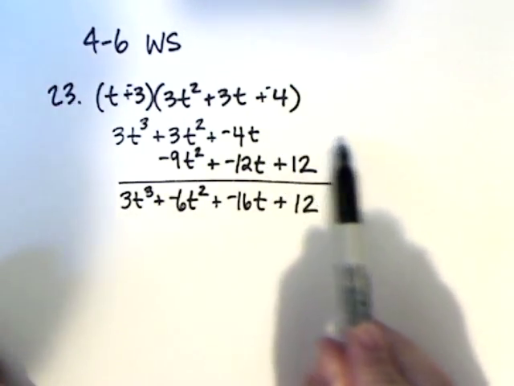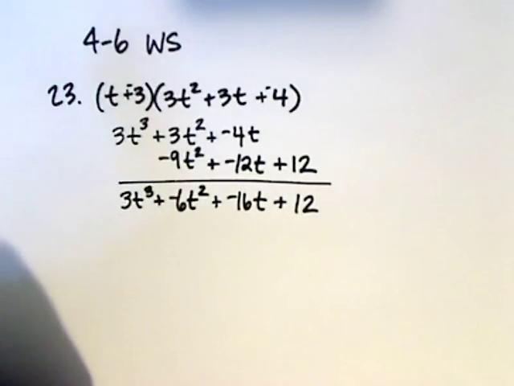You could write this out as one big long thing, but then you'd have to remember to combine the like terms. Doing it this way kind of provides a little bit of a handy reminder of the fact that you need to combine the like terms at the end.